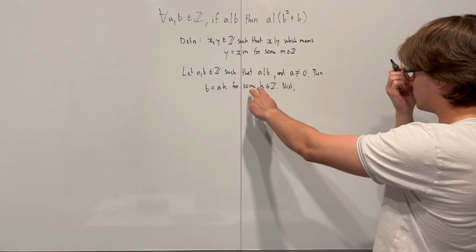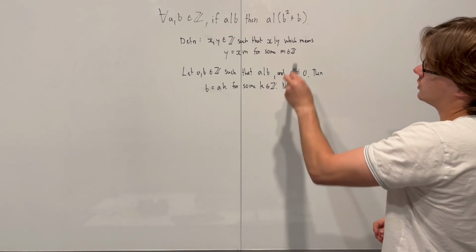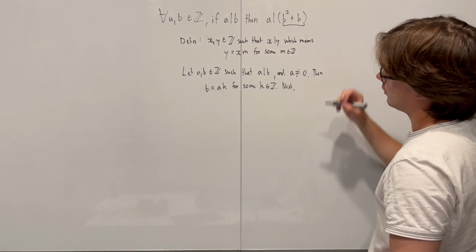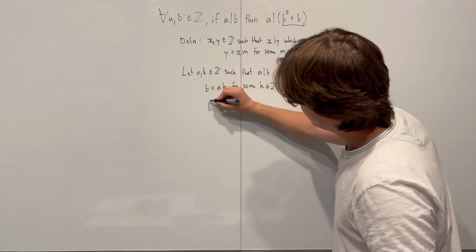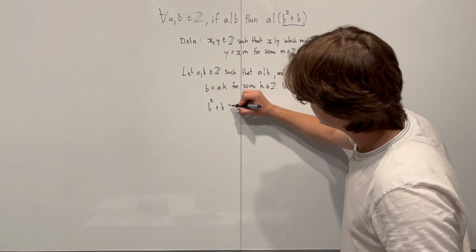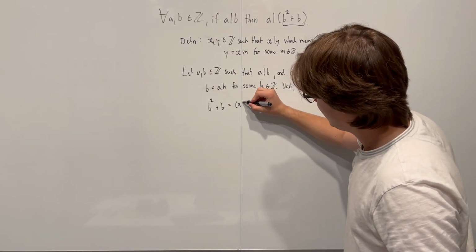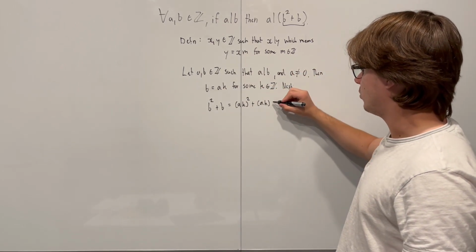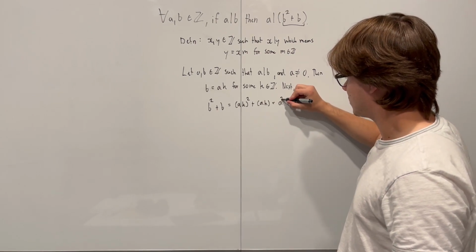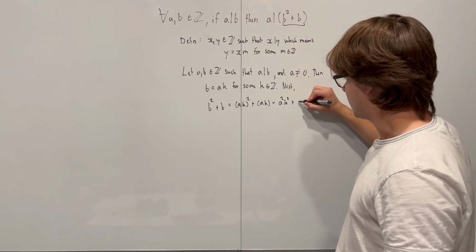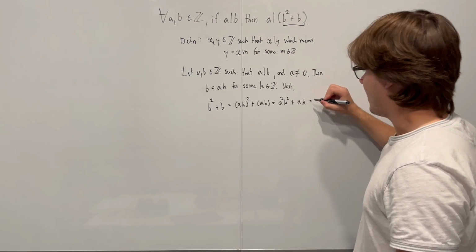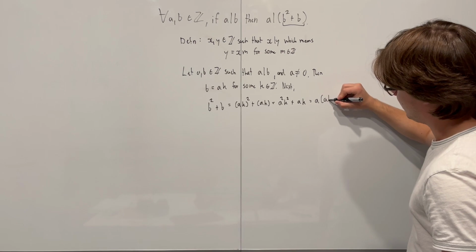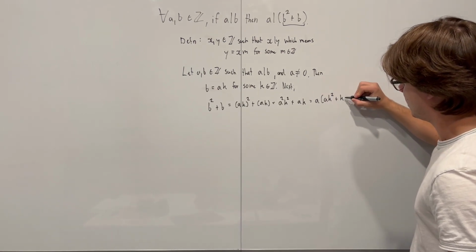Next, we've now assumed and defined everything we've needed to. We can see if b² plus b can be written as a multiple of a. So we say next, b² plus b is going to equal (ak)² plus ak, which is the same as saying a²k² plus ak. And then here we can obviously factor out an a, so this is the same as saying a times (ak² plus k).